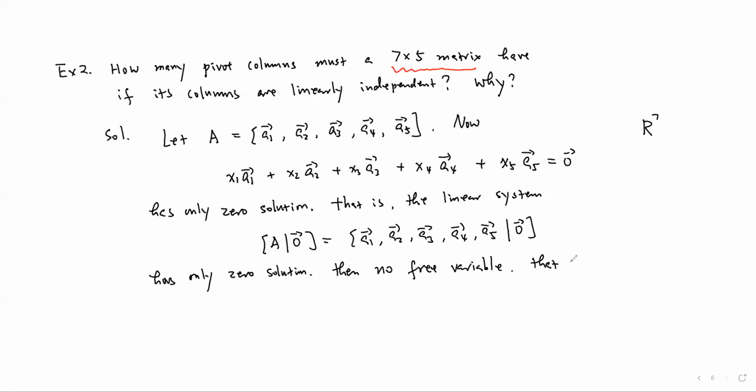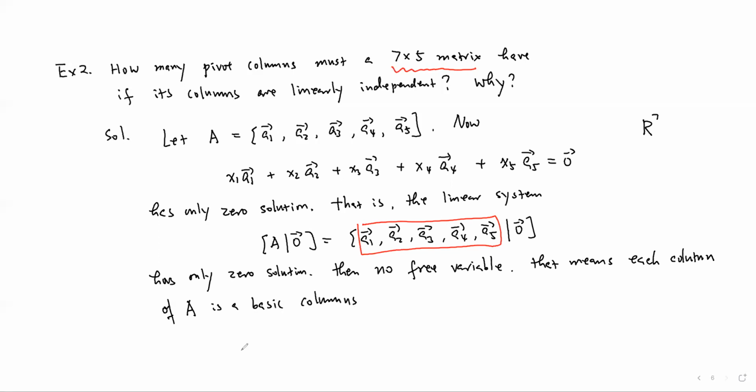That means each column of the coefficient matrix, not of the augmented matrix, the coefficient matrix, here, this part, each column is a basic column. So I have answered the question.